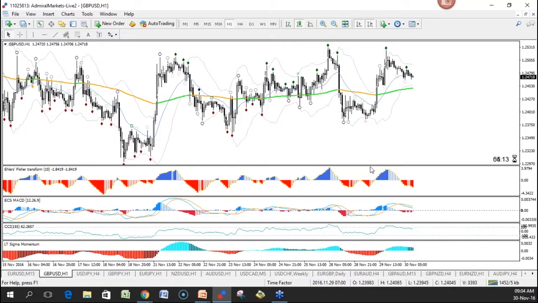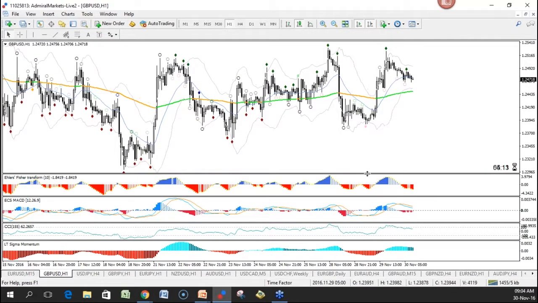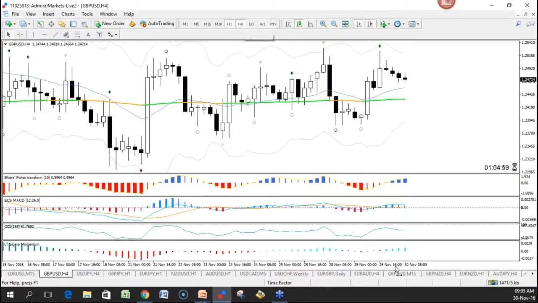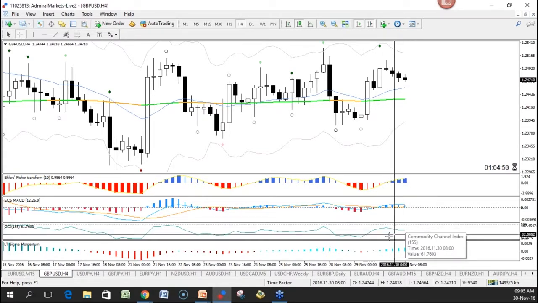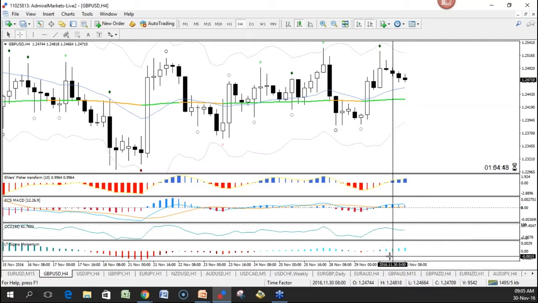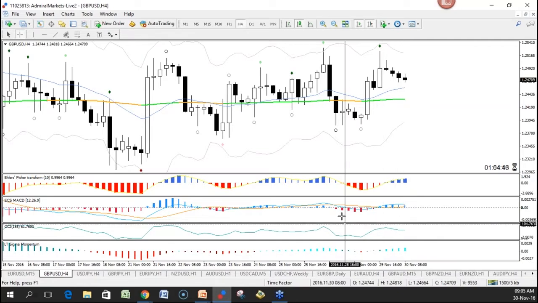Alrighty, pound USD. Didn't really make the break to the downside, made a very strong upside in fact, now also in a triangle. So I'm not a big fan of the pound USD either at the moment. Momentum is still up here on the 4-hour chart.